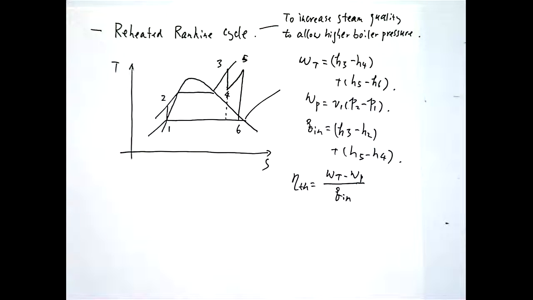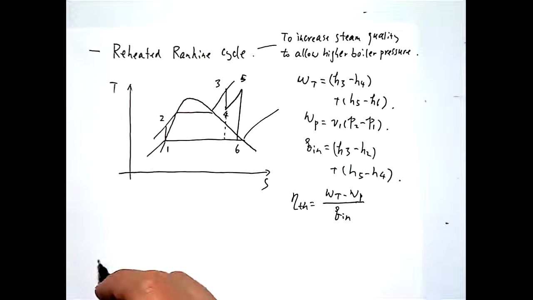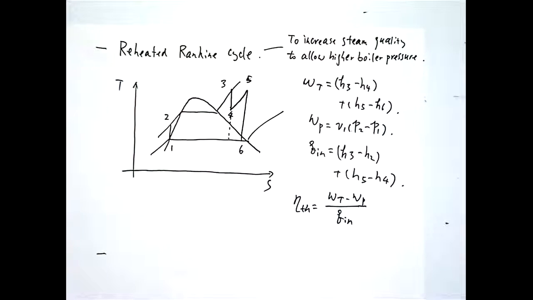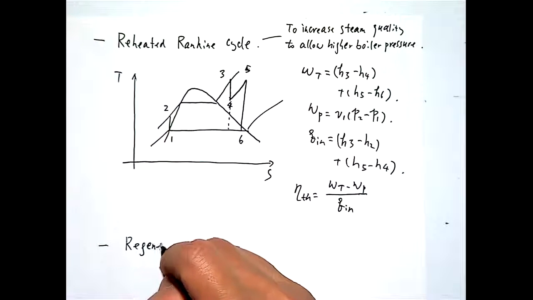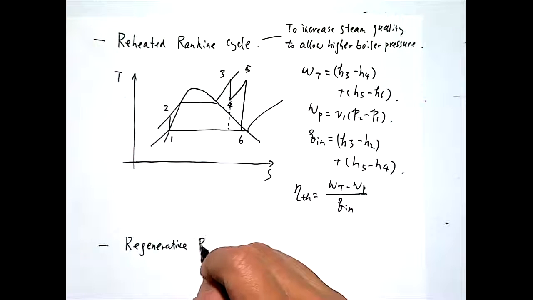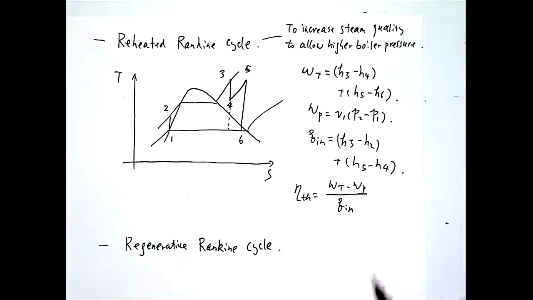All right, so that's one commonly used modification of the basic cycle, which is the reheated Rankine cycle. Another one, which is also commonly used in reality, is called the regenerative Rankine cycle. The regenerative is something we heard before when we were talking about the Brayton cycle, right?